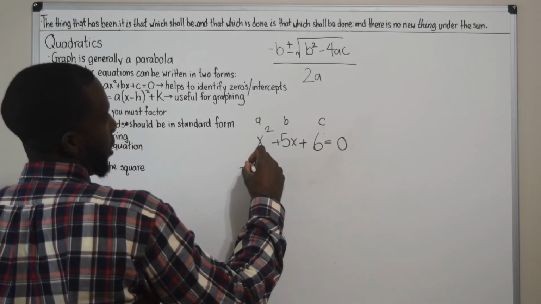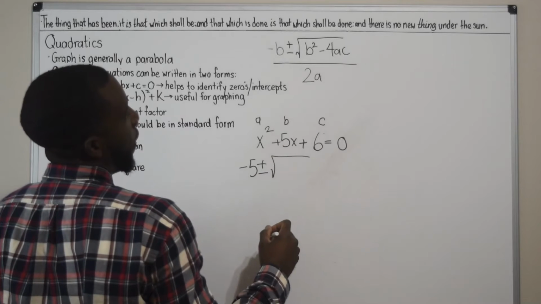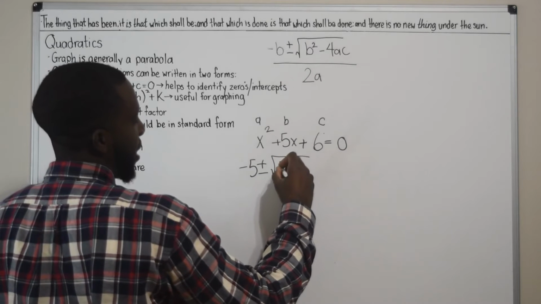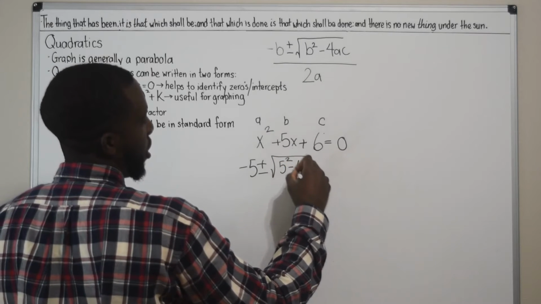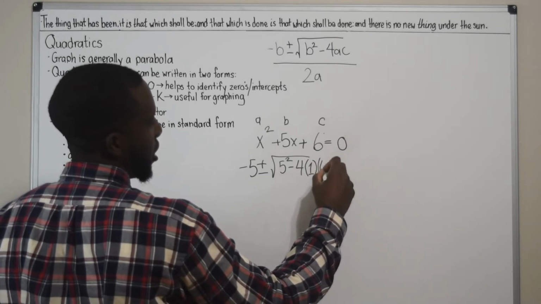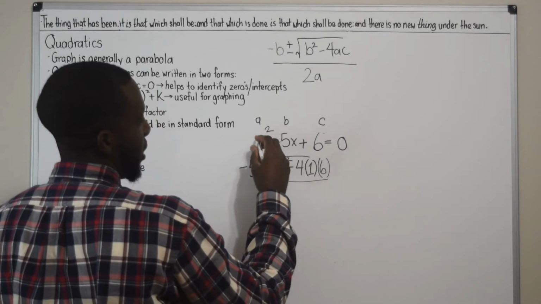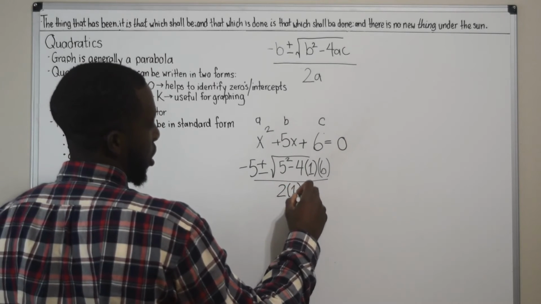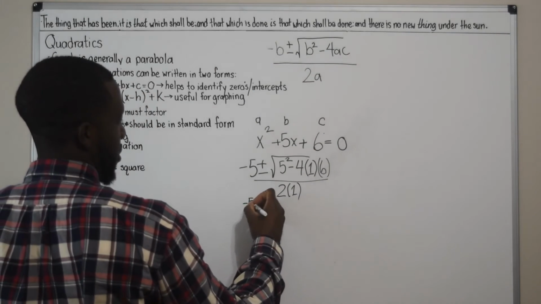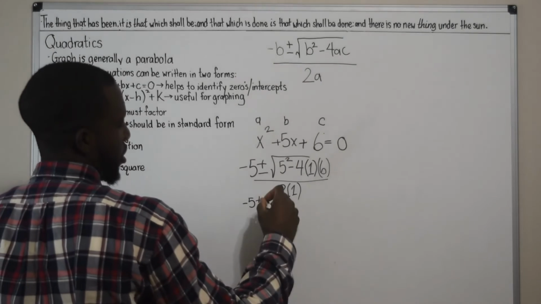Okay, so we got negative 5 plus or minus the square root of B squared. So we got 5 squared minus 4, A is 1, C is 6, over 2A. A is 1. All right, so now I'm just going to write it out. So I got negative 5 plus or minus the square root of 5 squared. I'm sorry.